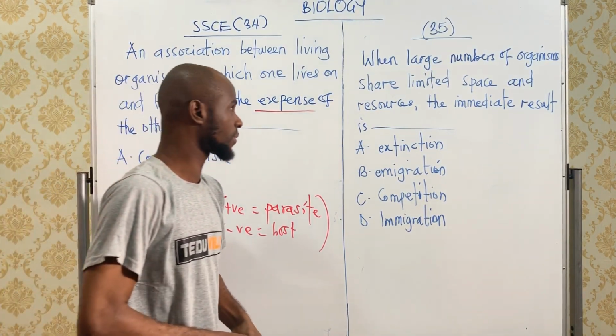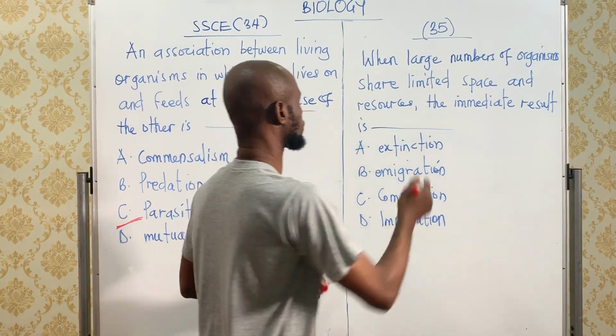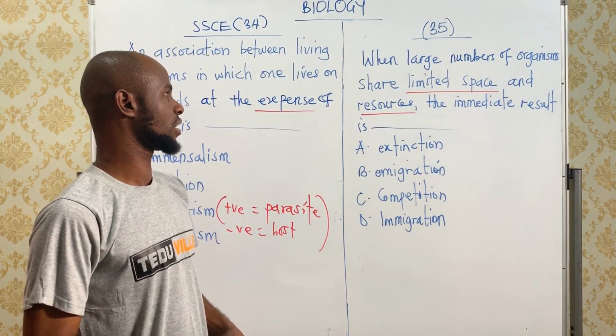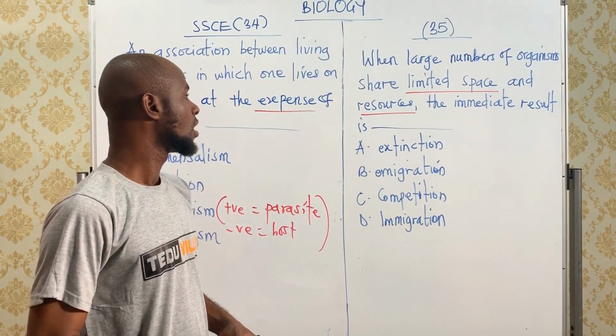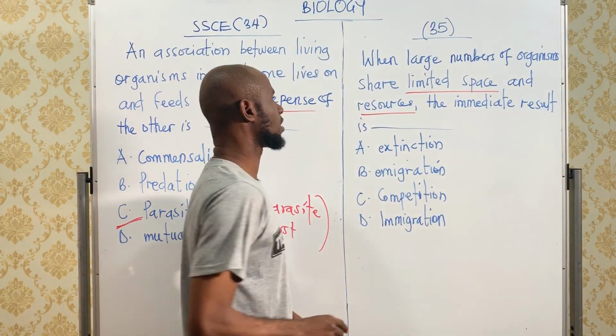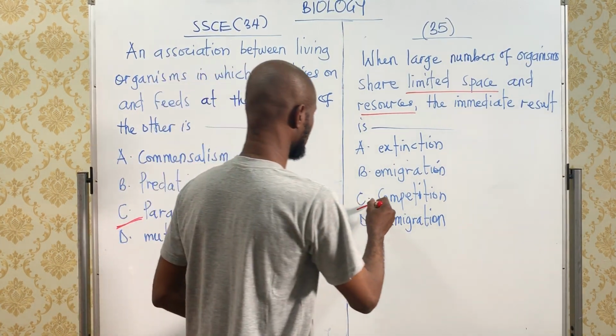Now the next question: when large numbers of organisms share limited space, take note of that, and the resources. The major resources in the habitats are the food and the water. Then we also have the mating. Now the immediate result is dash. So this is talking about the competition. So the answer is there's going to be competition.